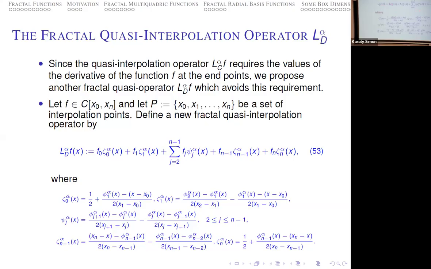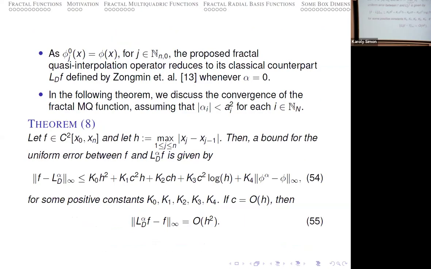Here this function is defined over x0 to xn. Suppose values are available at these interpolation points. Now one can define a new fractal quasi-interpolation operator in this manner. These operators are again defined through this perturbation of phi. In particular, when you put alpha equal to 0, it will match with the classical one.